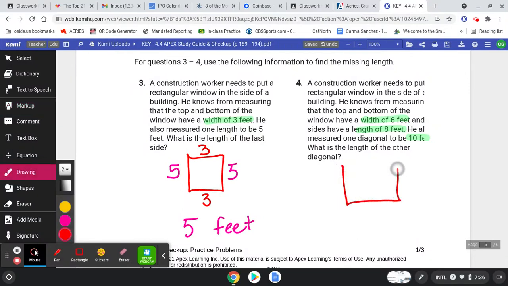So remember that you've got 6 and 6 and 8 and 8, and he's saying one diagonal is 10. What is this other diagonal? And we know that diagonals are congruent, so we know that the other one is also 10 feet. That's it.